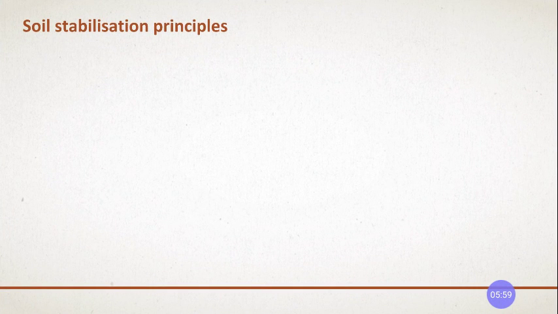Soil stabilization principles. On what principles does it work? Evaluating the properties of the given soil. First, we have to know whether the soil is good enough for our construction work or not, whether it is good or poor in which properties. Whether it is poor in shear strength capability, whether it has no stability, whether it has a low or high strength carrying capacity.